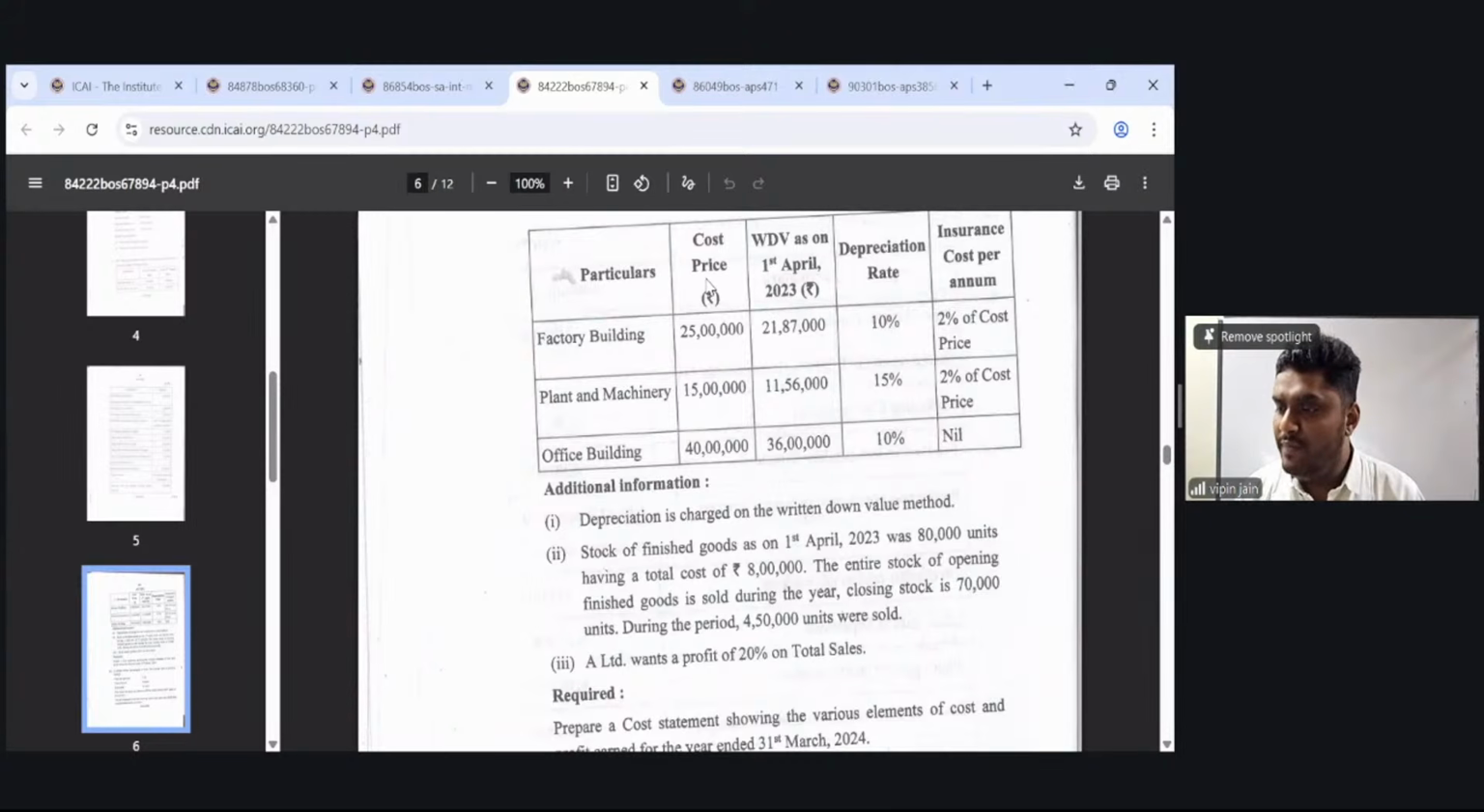So what is the WDV for factory building? What is the WDV, Nisha? Speak up. 21,87,000. What's the rate of depreciation? 10%. So what will be the depreciation on factory building? 2,18,700, right? It will go under factory overhead. Very good. What will be the depreciation on plant and machinery? You tell me.